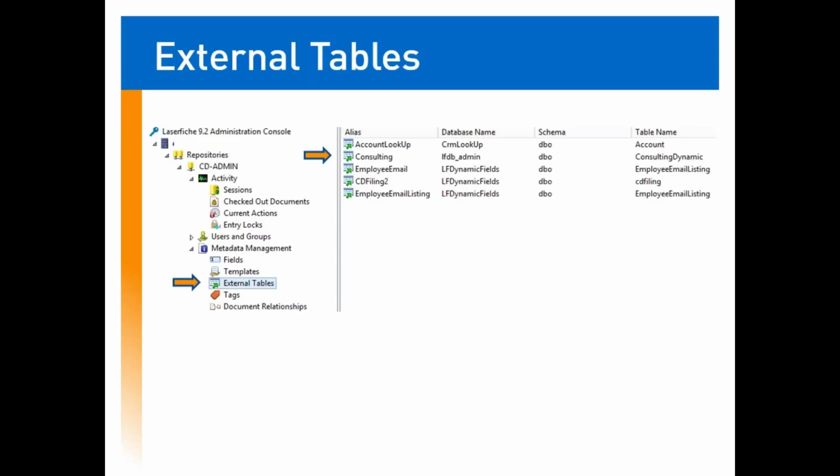How we use it at Cities Digital is we have it linked to our CRM. So anytime we add a new customer to our CRM, it shows up in a drop-down list for us in Laserfiche when we classify documents. And you can see here on the right-hand side, these are all different tables we have. We use them for a whole bunch of different things.